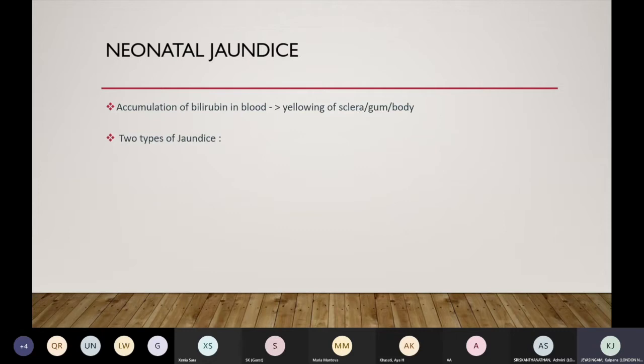Jaundice is a yellowing of the skin or sclera or the gum, and that is caused by bilirubin that builds up in the blood more than usual. And we define jaundice into two main types, physiological jaundice and pathological jaundice.